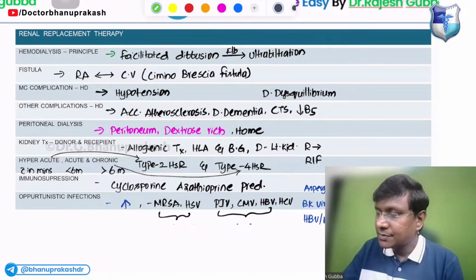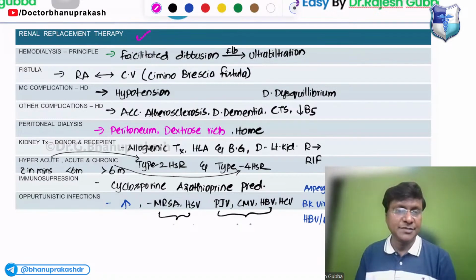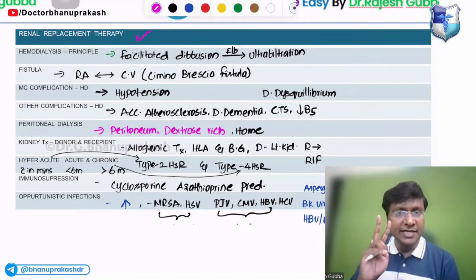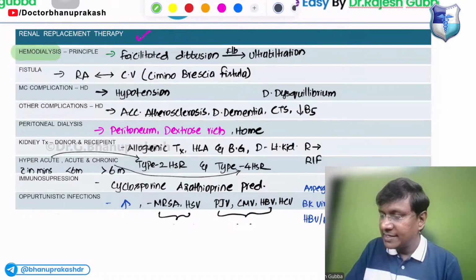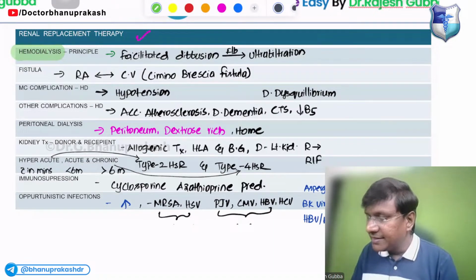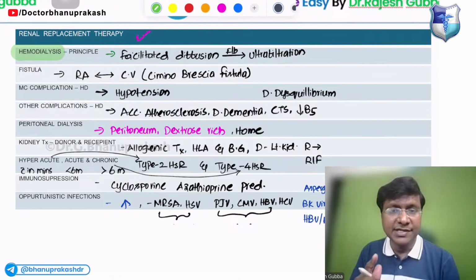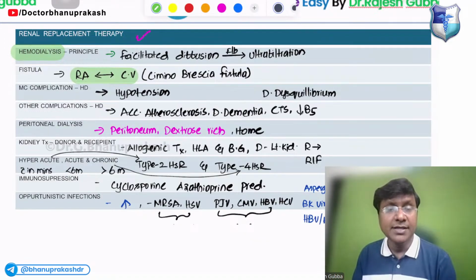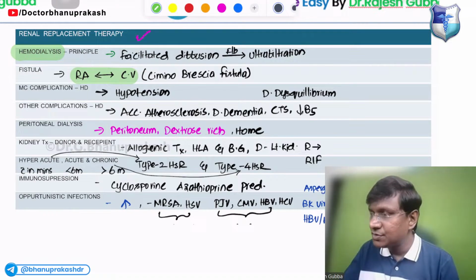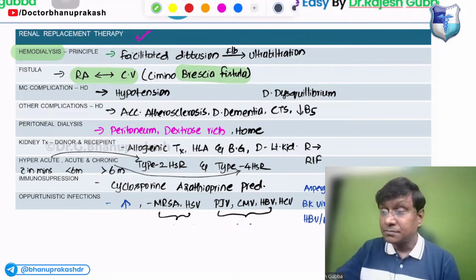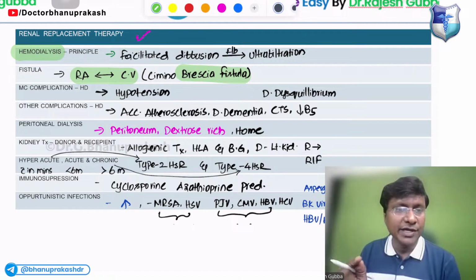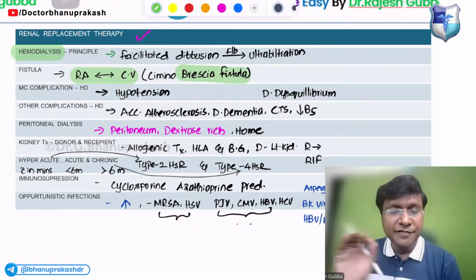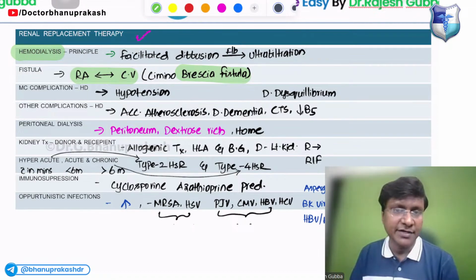Then, followed by that, you need to be completely aware of renal replacement therapy. So, renal replacement therapy is done by two methods. One is hemodialysis, the other one is kidney transplantation. Whenever you are doing hemodialysis, you need to create a fistula. This fistula is created between the radial artery and cephalic vein, and the name of the fistula is the Seminobraccia fistula. Right? Then, what is the principle that you follow in case of hemodialysis? That will be facilitated diffusion followed by ultrafiltration. That is what you need to do in hemodialysis.